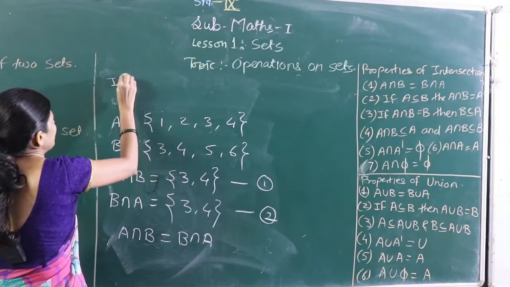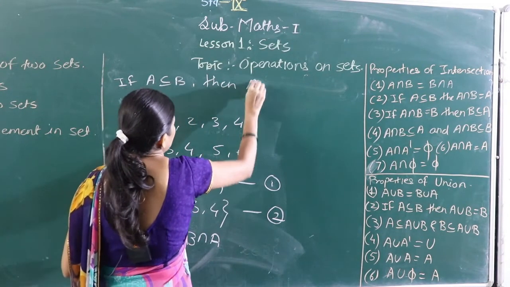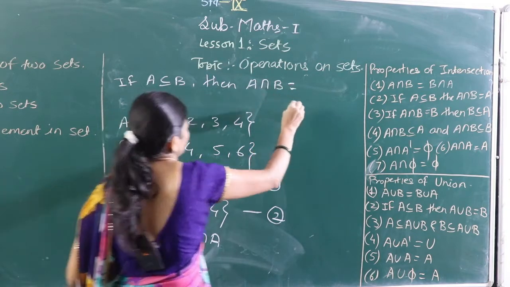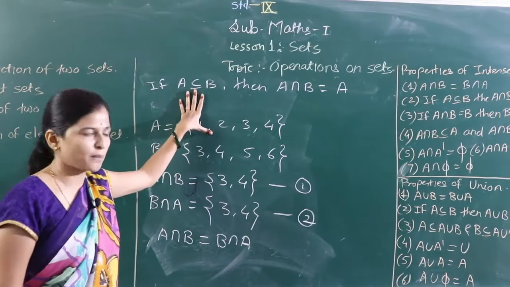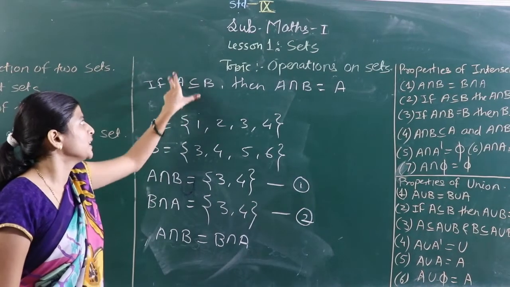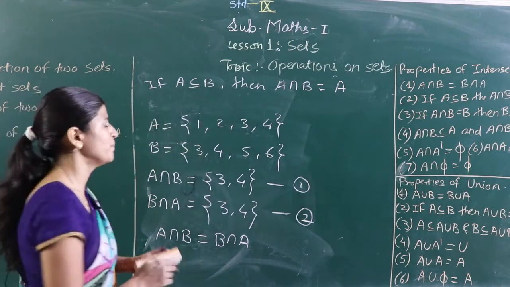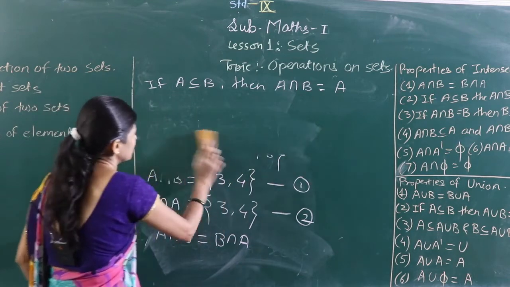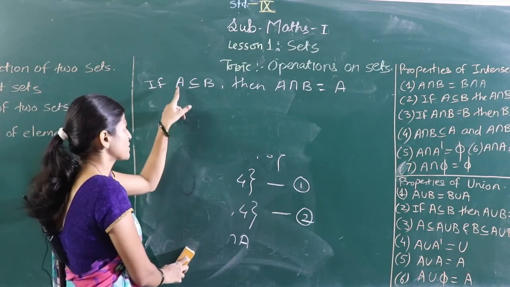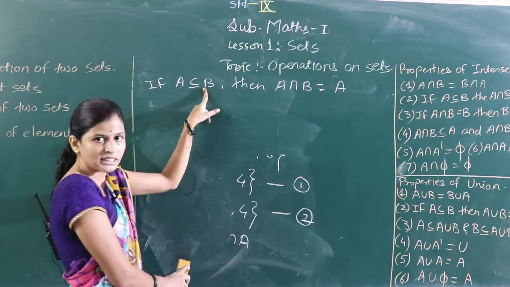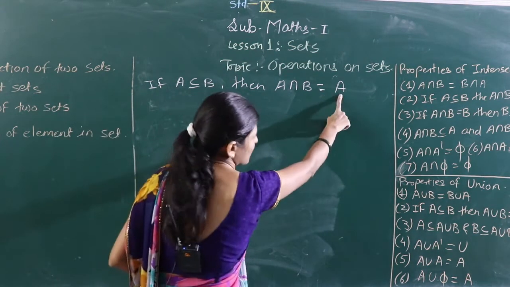The second property is: if A is a subset of B, then A intersection B is equal to A. We already learned about subsets. What is a subset? Subset means the elements of set A are also contained in set B. So A is a subset of B. If A is a subset of B, then all the elements of set A are also present in set B. This is the definition of subset. So A intersection B is nothing but A.